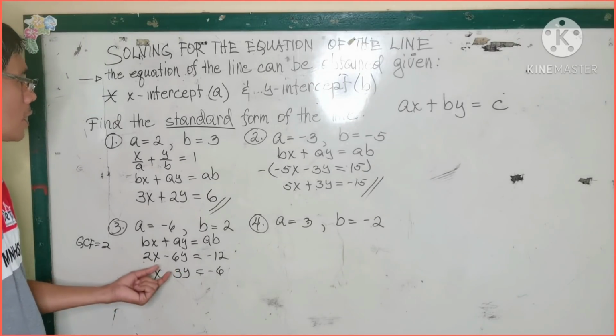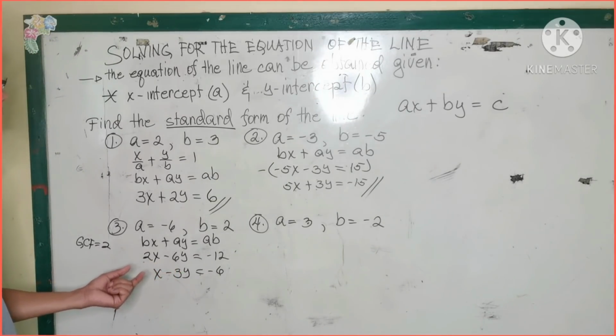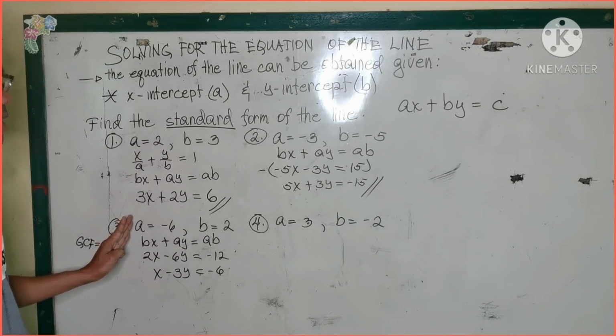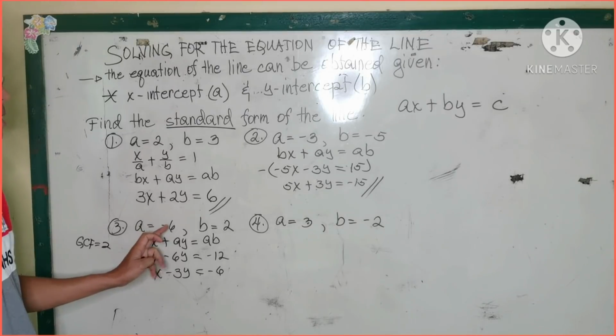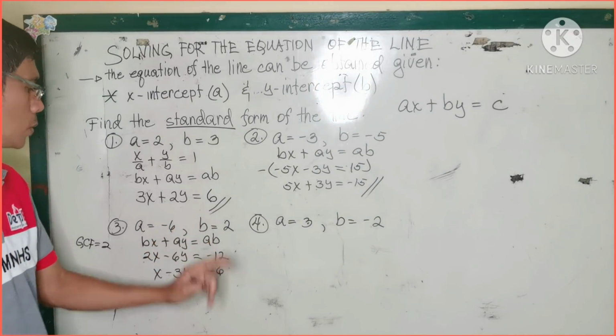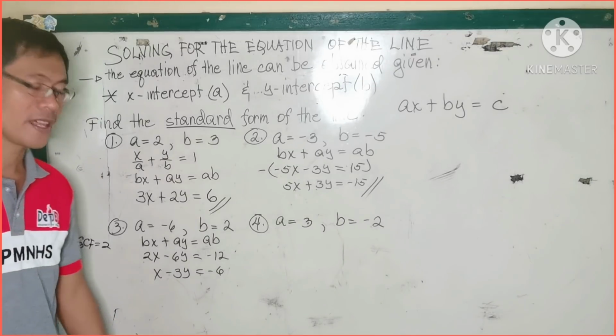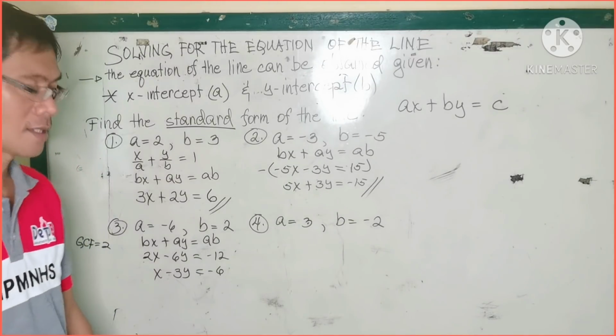So the equation of the line in standard form with x-intercept negative 6 and y-intercept 2 is x minus 3y equals negative 6.